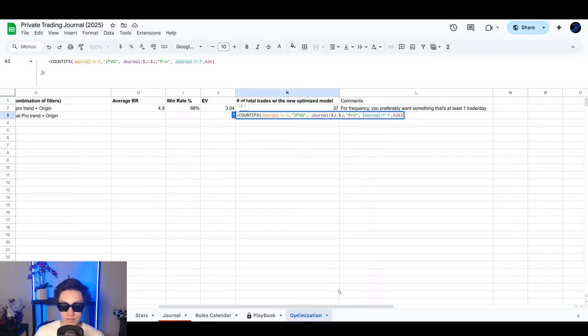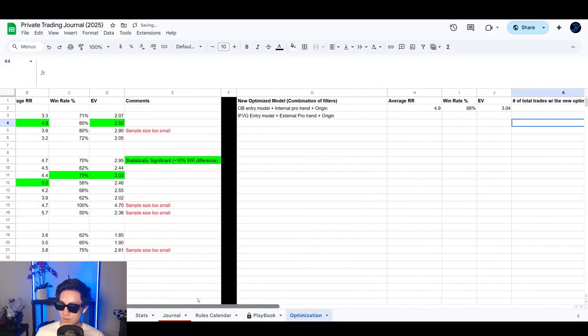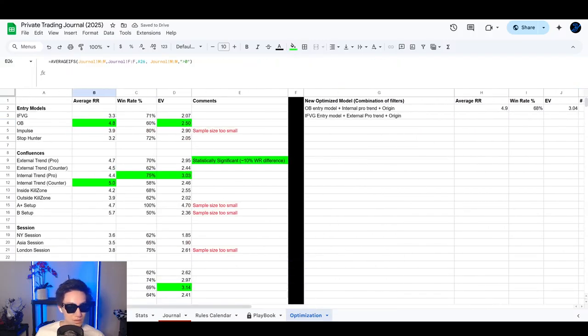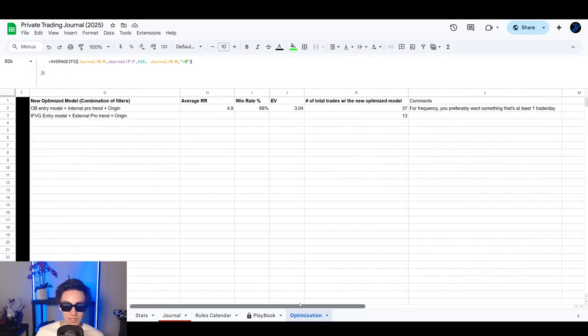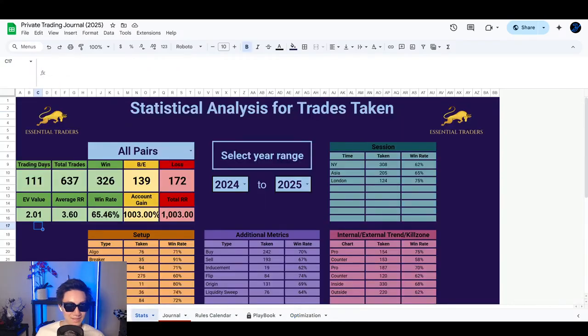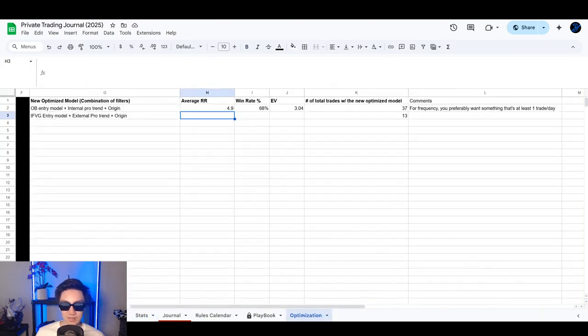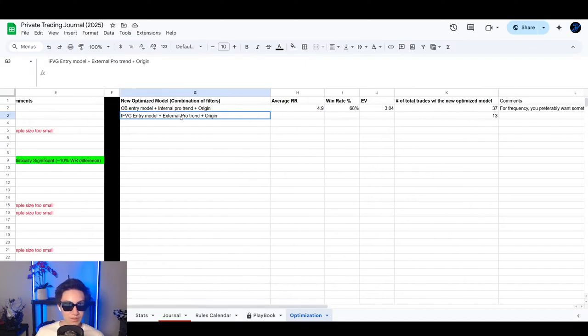And then last but not least, that journal part is origin. So you can see the trade frequency is very low on this. It's even worse, it's 13 only. But that makes sense because I've taken in general only 94 IFEGs. So this is actually 13 out of 94 IFEG setups. So about 13% of IFEG setups follow where it's taken with external pro trend plus this origin.